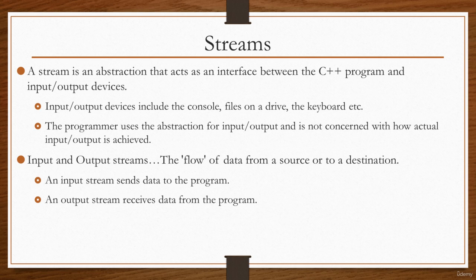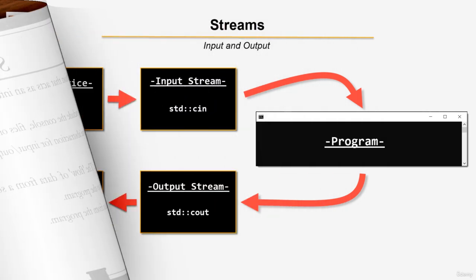And then input and output streams are basically the flow of data from a source to a destination. Similar to a stream of water, input and output streams are concerned with the flow of data, right? Those are bunches of ones and zeros from a source to a destination. An input stream sends data to the program, or in other words, we extract data from an input stream. Similarly, an output stream receives data from the program, or we can insert data into the output stream.